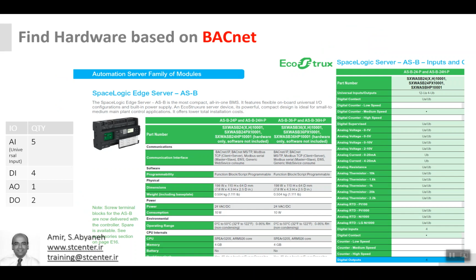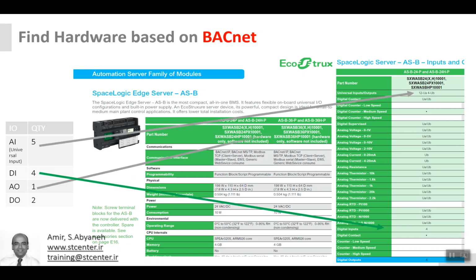So you can see at the left hand side, for this type of simple chiller, we have 5 analog inputs, 4 digital inputs, 1 analog output, 2 digital outputs. Then we are going to choose the right controller plus input and output. For example, in the picture you can see the compact controller based on BACnet. According to the table we are going to choose the right product to provide us enough analog input, digital input, analog output and digital output.